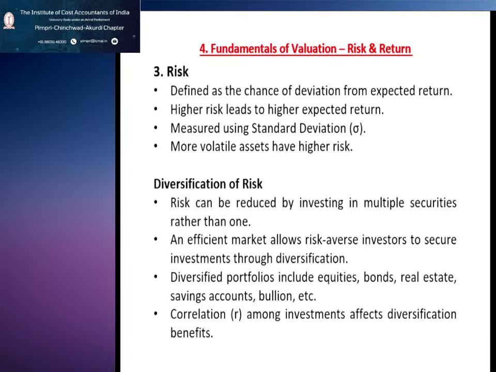The diversified portfolios include equities, bonds, real estate, savings accounts, bullion, etc. So multi-asset allocation can be done, and these assets typically will be financial assets which are either tradable in the market or non-tradable in the market. The tradability of course brings in the liquidity aspect, and hence the risk can be mitigated. But even if a particular security is not tradable per se in a free market, it still has its own importance in diversification of the portfolio. So correlation, that is R, among investments affects the diversification benefits.